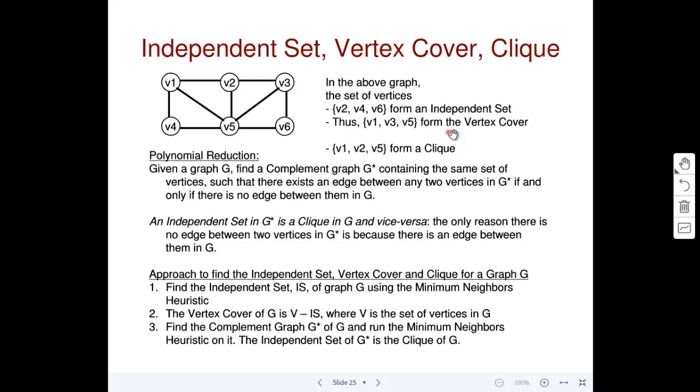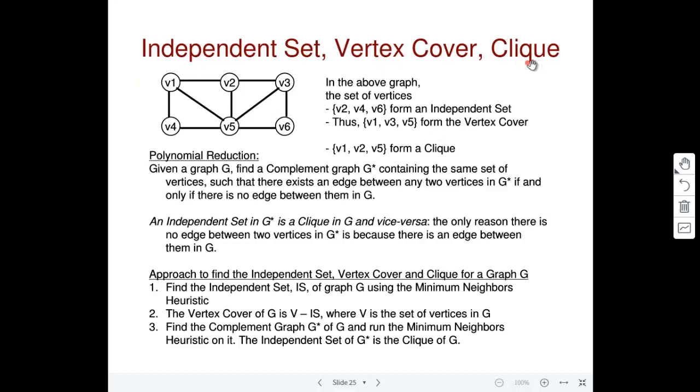Okay, so this is a polynomial reduction. Why? Because all we need to do is find a complement. Once we know the set of all vertices and we know the independent set, just remove from the universal set the vertices that form the independent set, and what we get is a complement. So this can be done in polynomial time. Once we find the independent set, we can find the vertex cover in polynomial time. That's a polynomial reduction.